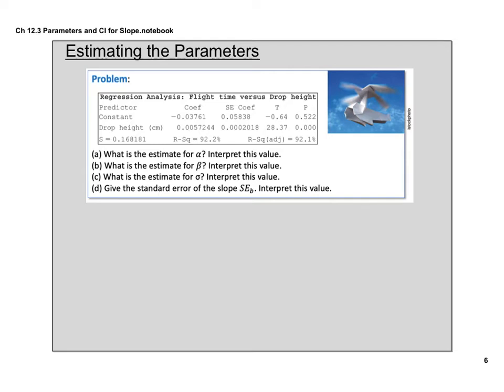Now let's look at the next one. Let's look at beta, the slope. What is the estimate for beta, in other words the slope of the regression line, and then let's interpret that value. For the slope of the regression line, we're looking at the drop height part, because drop height is your x. This is the coefficient that goes in front of x, which is your slope. So b is equal to 0.0057244.